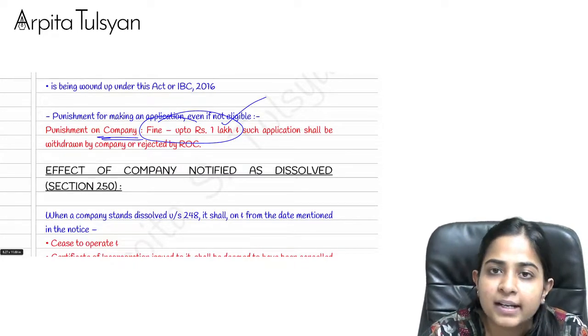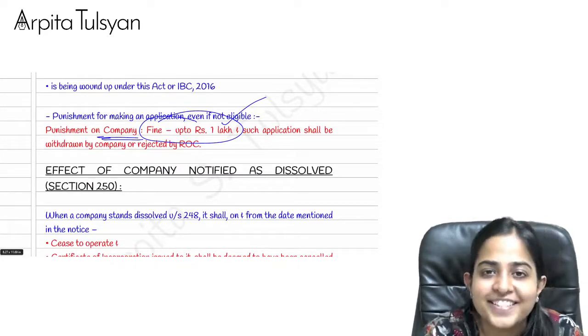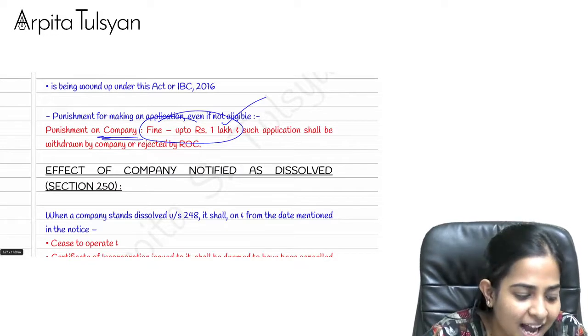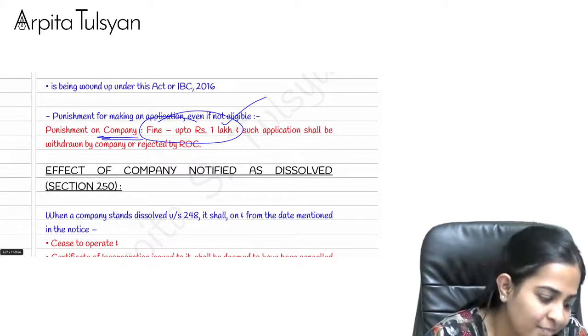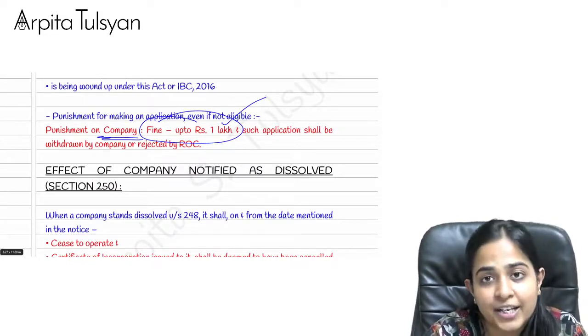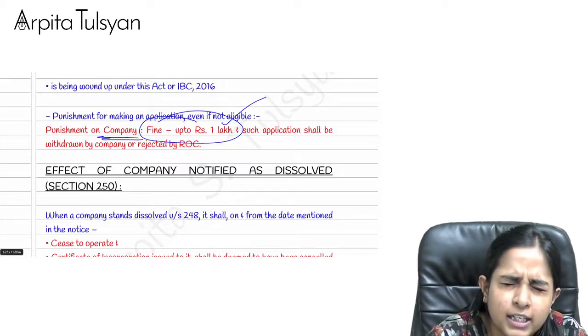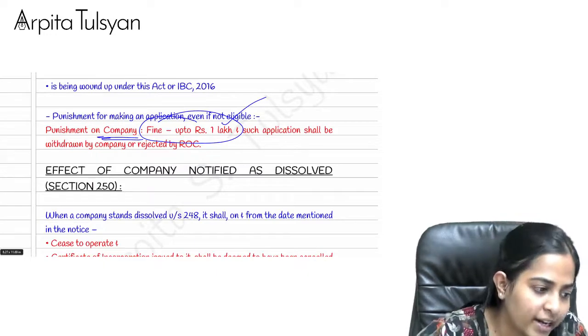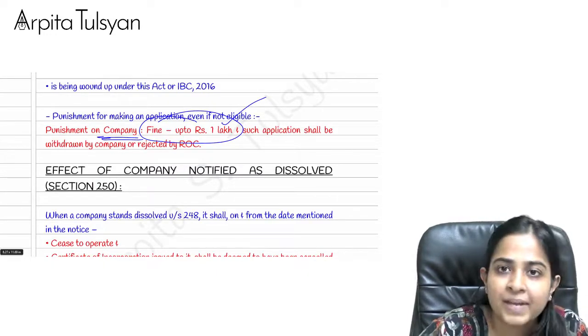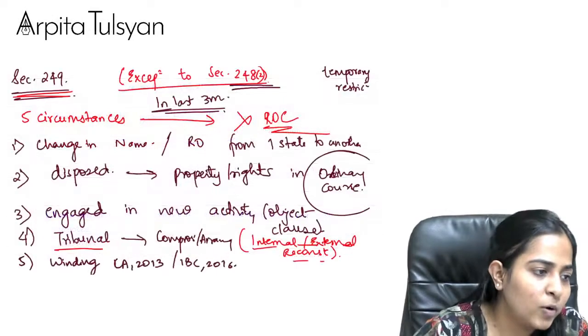इतना समझ में आ रहा है everyone? Are you understanding this much? Okay, this was your section number 249. Yes, let's move ahead now.